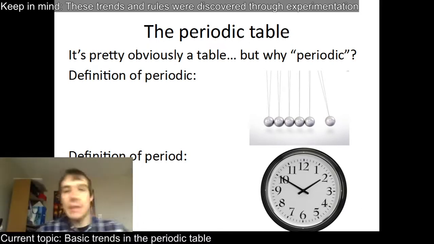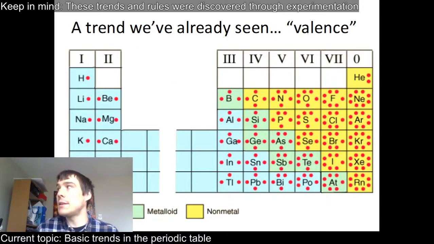Well, periodic is something that repeats over a certain period of time. That's where period comes from. Period is the amount of time for the repeat, or the amount of anything for the repeat. In this case, what people saw when they were looking at the table is they noticed certain patterns. So valences is one that we've already seen.